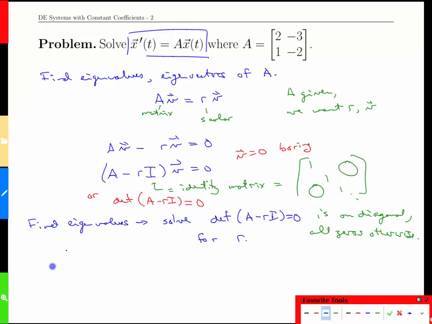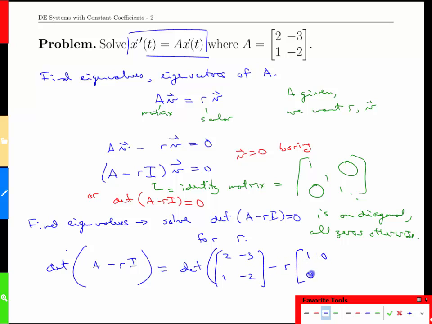Let's see how that plays out. So we've got the determinant of A minus rI, and that's the determinant of A, which is the matrix 2, 3, 1, 2, minus r times the matrix 1, 0, 0, 1. And that is equal to the determinant of... Notice we can bring this r inside. So we'll leave it, cancel it there, and bring it inside.